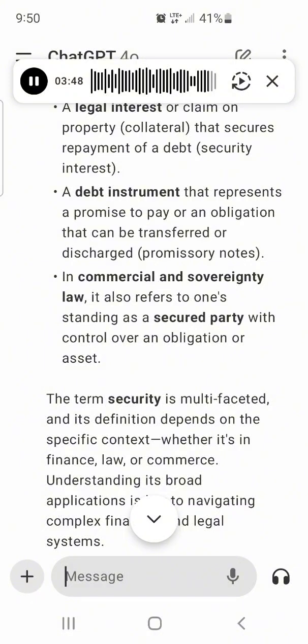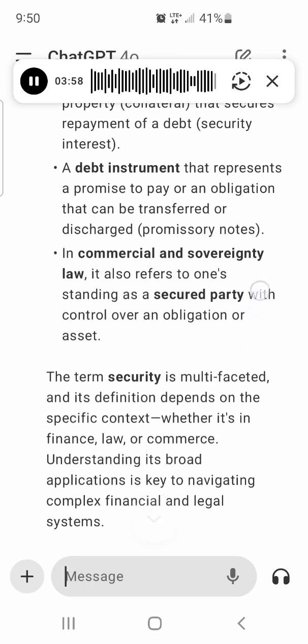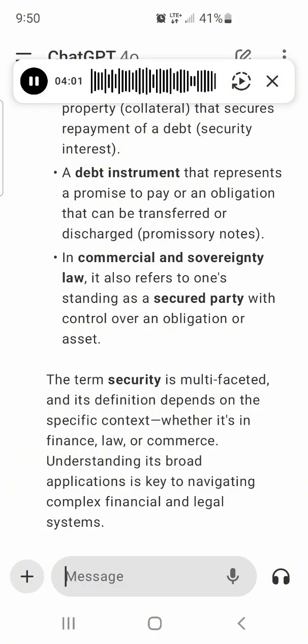In commercial and sovereignty law, it also refers to one standing as a secured party with control over an obligation or asset. The term security is multifaceted, and its definition depends on the specific context, whether it's in finance, law, or commerce. Understanding its broad applications is key to navigating complex financial and legal systems.